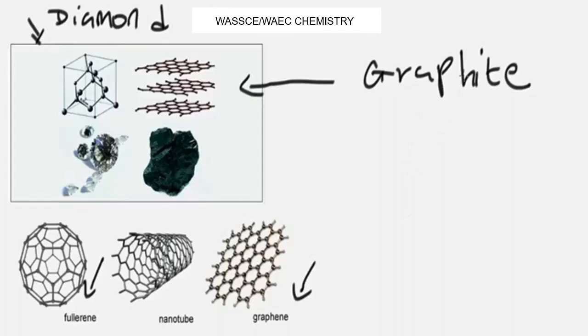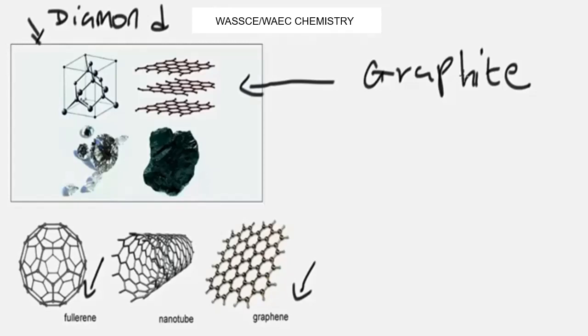Now let's look at the properties of graphite. Graphite is a soft and slippery substance, so it's not as hard as a diamond. Graphite has a high melting point as well, and it is able to conduct electricity and thermal energy because it has free electrons or ions flowing in it. The common property between diamond and graphite is that they both have high melting points.